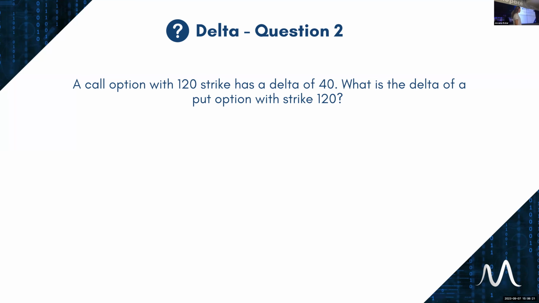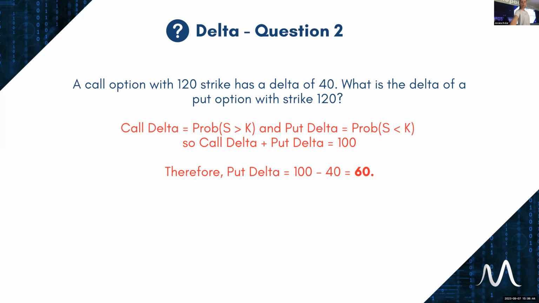So remember for the call, there's a 40% chance the underlying will land above the strike, so the delta is 40. And then for a put, there has to be a 60% chance that it will land under K, so that's in the money for a put. So your delta will be 60. Well, actually, the delta is negative 0.6, but we just say 60.